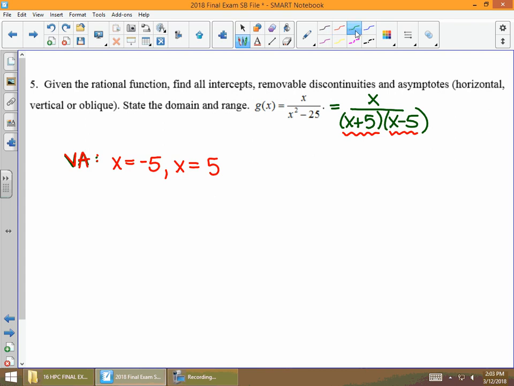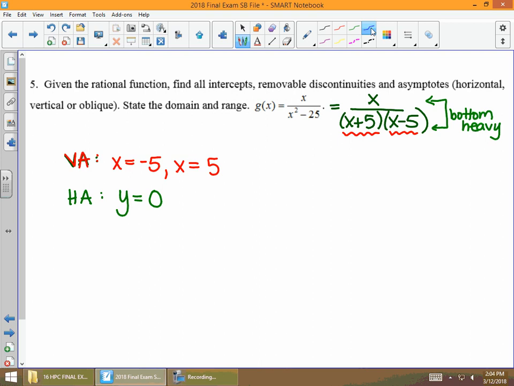Our horizontal asymptote comes from the relationship between the top and the bottom. This is a bottom-heavy fraction. Since this is a bottom-heavy fraction, our horizontal asymptote is y equals 0. Every time you have more x's on the bottom than you do on top, and here we have x squared on the bottom and an x on the top, that's a bottom-heavy fraction, and your horizontal asymptote is always at y equals 0. Awesome.